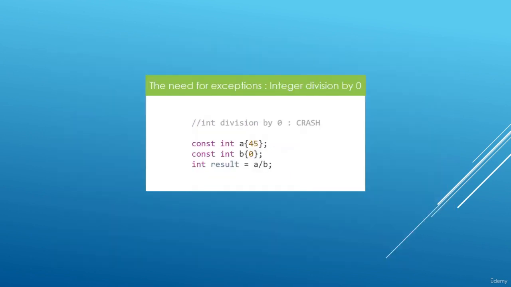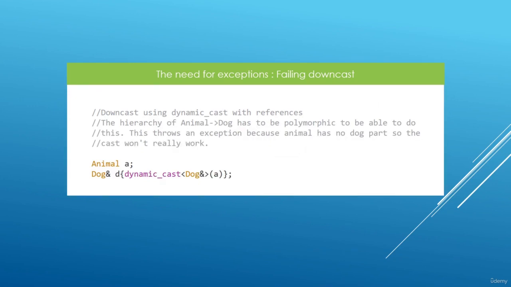We moved on to trying to understand why we would need exceptions in our C++ programs. We saw that they could help us protect ourselves from things like integer division by zero or downcasting by using references. These are things that would otherwise crash our programs, but the exception mechanism gives us a way out of these problems and we can use this to our advantage.